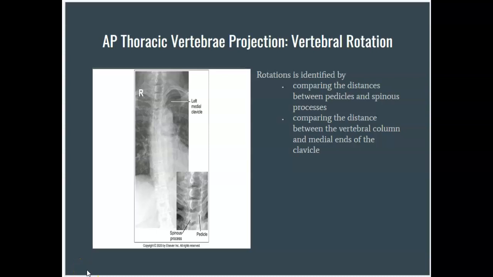In this projection, you can see that the left medial clavicular end is further away from the vertebral column, which means that the left side is rotated down. The patient is in an LPO projection. So to correct this, you need to bring that mid-coronal plane parallel with the IR.